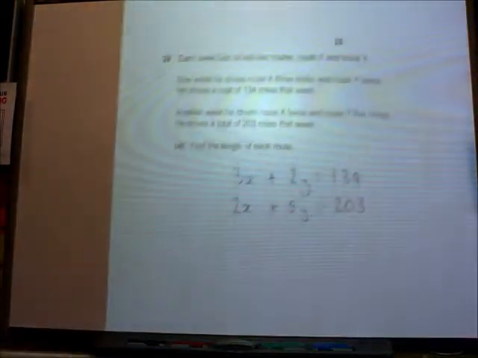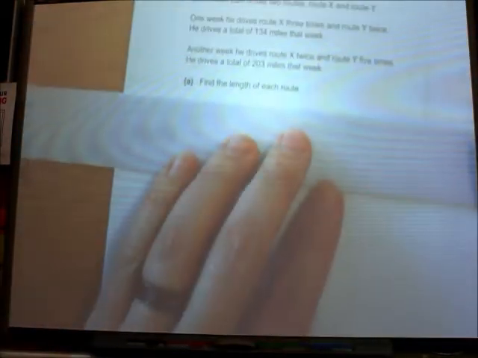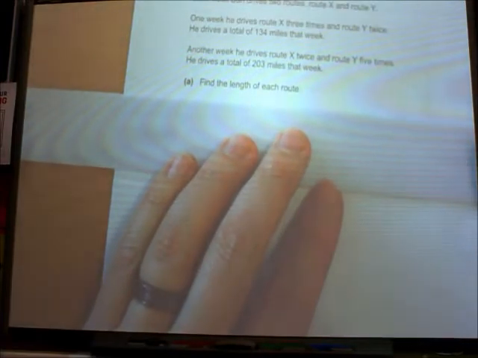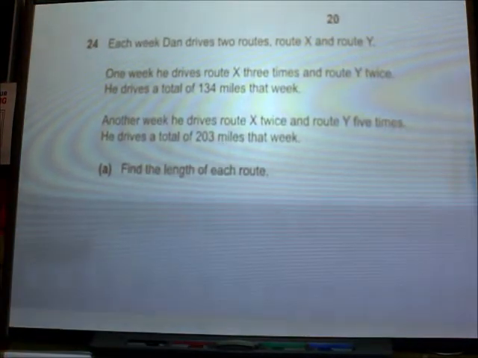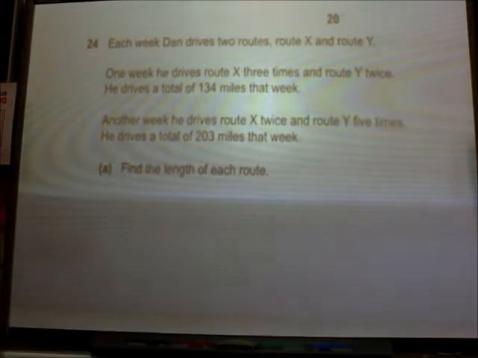Right, last question. This is going to be a simultaneous equation. Each week Dan drives 2 routes, and he's creatively called them X and Y. That's handy for you, because you should be spotting if he's got X and Y in the question. It's algebra to solve it.